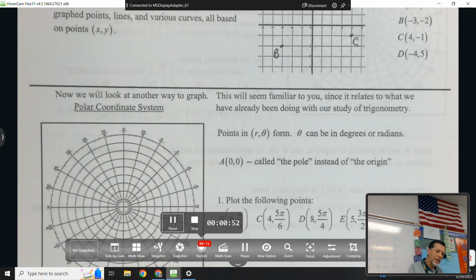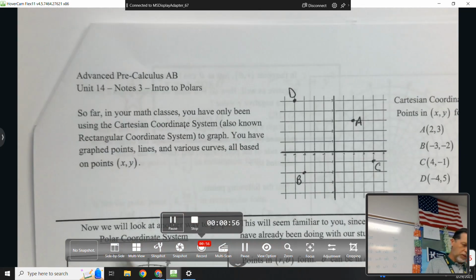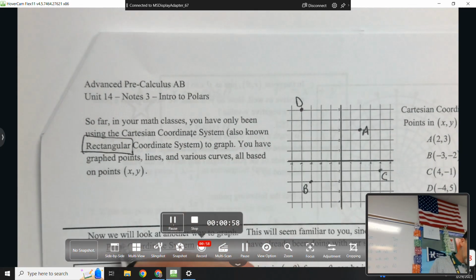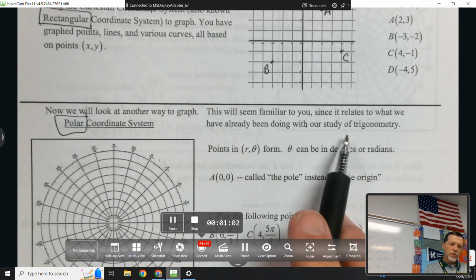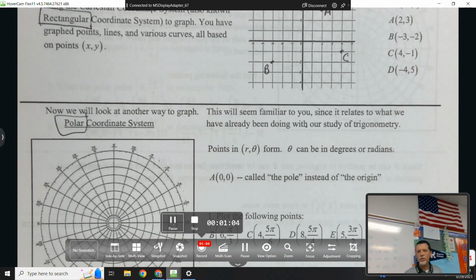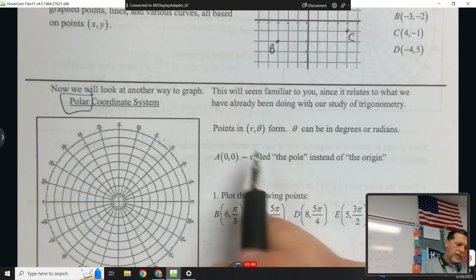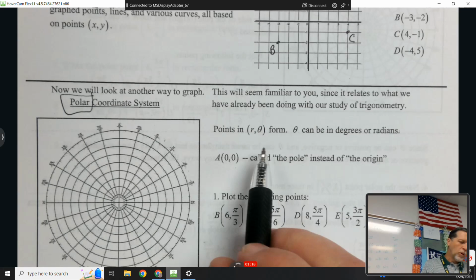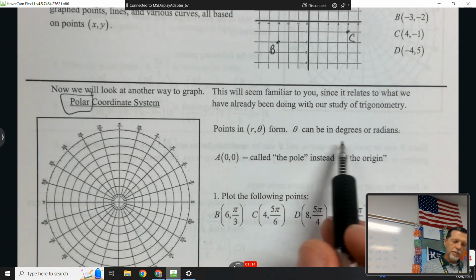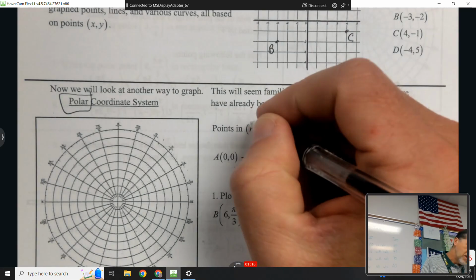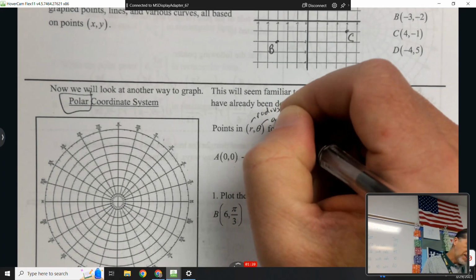Today we're going to look at another way to graph called the polar coordinate system, as opposed to the rectangular coordinate system. This might seem familiar to you, since it very much relates to the trig stuff that we've been doing. Points in polar form are r comma theta. And theta can be in degrees or radians. R is the radius, and theta is the angle.